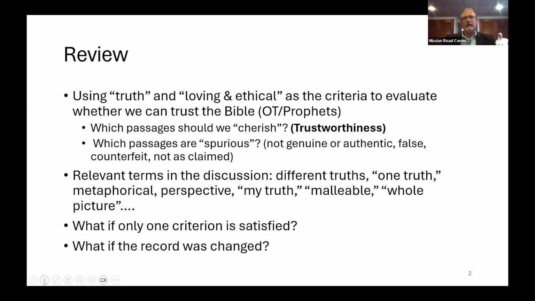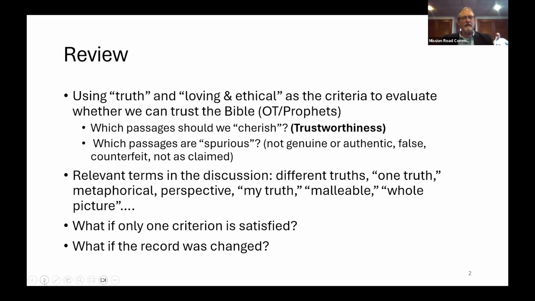What if a scripture is verifiably true in terms of the history, but we don't like the fact that it's not loving and ethical? It's mean-spirited, or presents a negative perspective of God. What do we do with that? Well, it's still true. It's just not loving and ethical, so we wouldn't embrace it as something that allows us to cherish that scripture or to find it trustworthy.